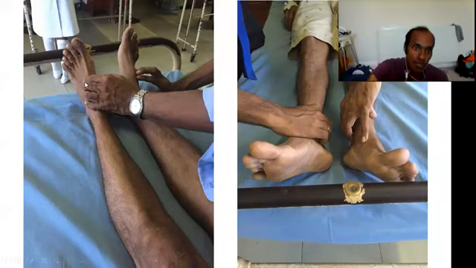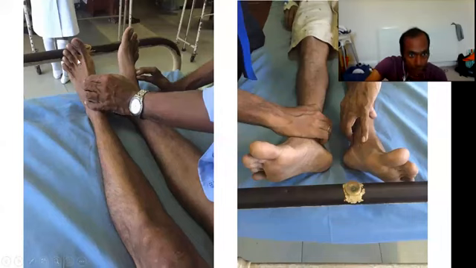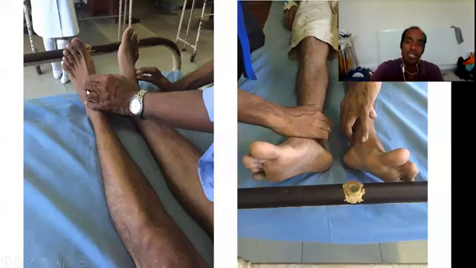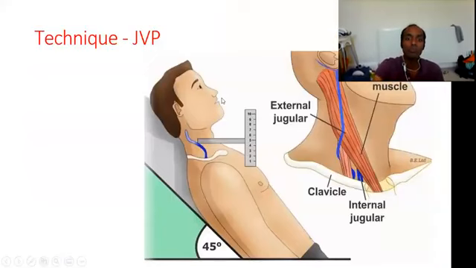Dorsalis pedis pulse. Look at the surface marking of the pulse using this picture. Okay, it's right between these 2 tendons. You can see the tendon going to the big toe and the tendon going to the second toe. The depression in between these things at the dorsum of the foot is where you get the dorsalis pedis pulse, and there you get the posterior tibial pulse. Fine. So that's the arterial pulse.